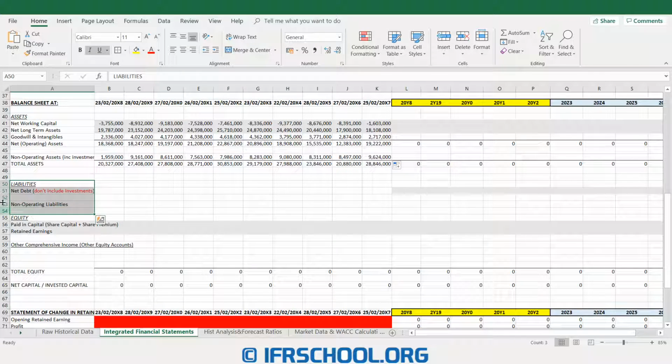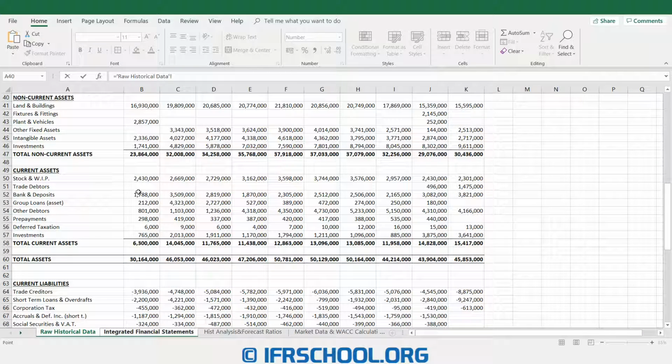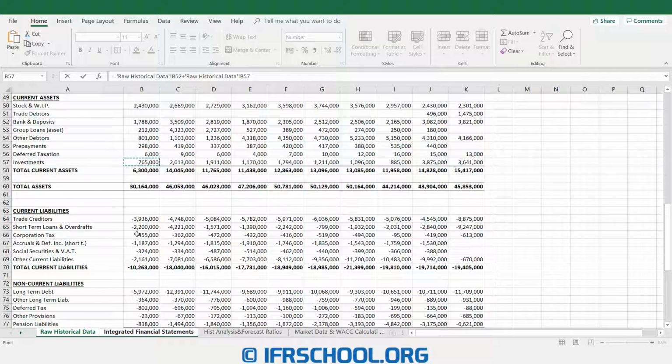I will now turn to the liabilities section of the integrated balance sheet. I will begin by populating the cells for net debt. Remember, net debt is our plug and it's comprised of cash less the long-term debt of the company. I will begin by scrutinizing the current assets section of the balance sheet for any cash reserves of the company. I will include bank and deposits, current investments, and from the current liabilities section, I will include short-term loans and bank overdrafts. These accounts comprise the company's cash position.